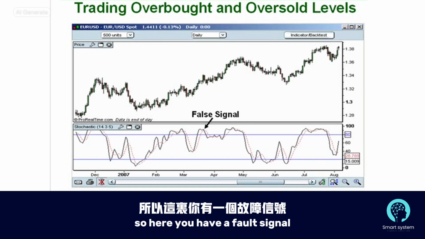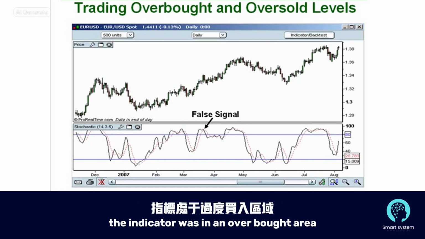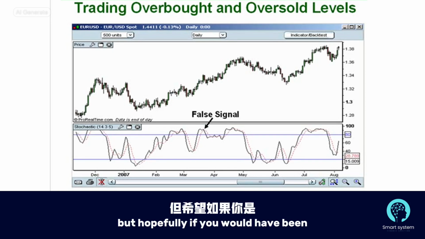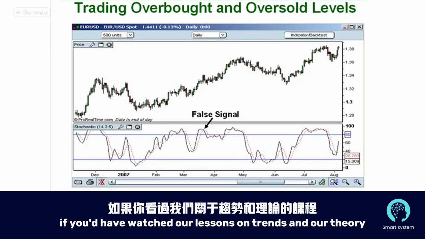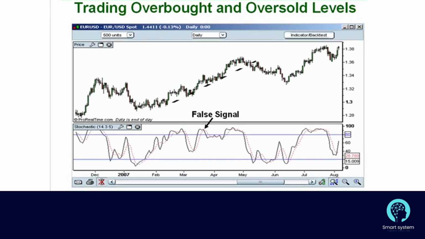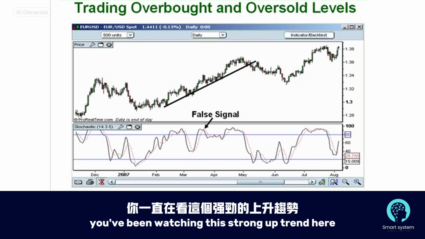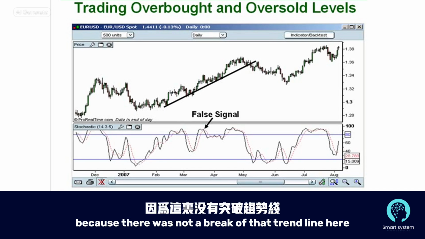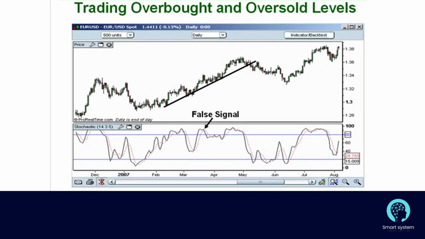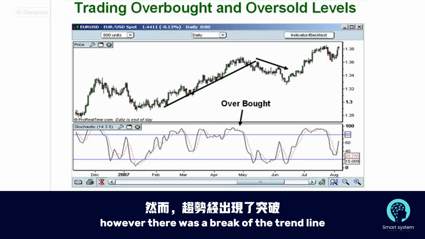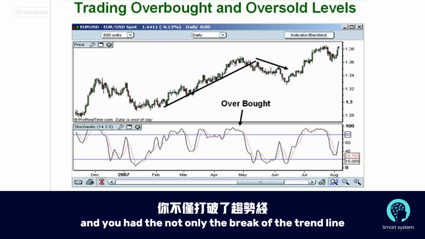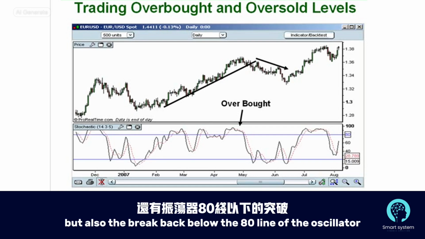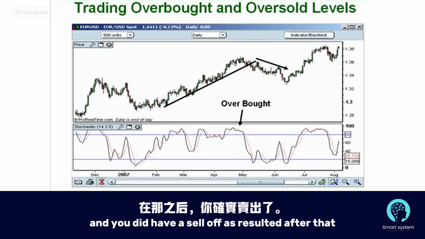So here you have a false signal. The indicator was in an overbought area, traded back below the 80 line. You did not have a sell-off after that, but hopefully if you'd have watched our lessons on trends and our theory, you've been watching this strong uptrend here, and you would not have been taken into that trade to the downside, because there was not a break of that trend line here. However, there was a break of the trend line, and you had not only the break of the trend line, which is a very strong signal, but also the break back below the 80 line of the oscillator, and you did have a sell-off that resulted after that.